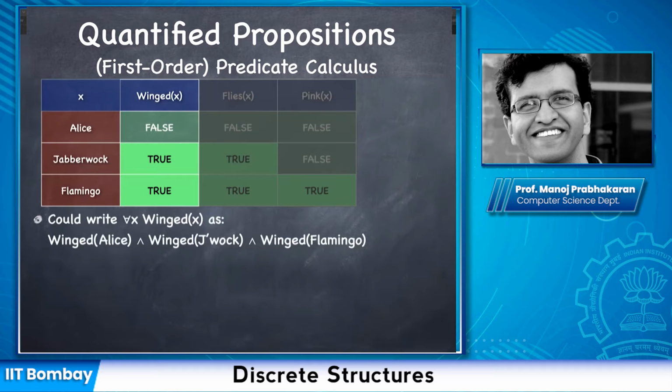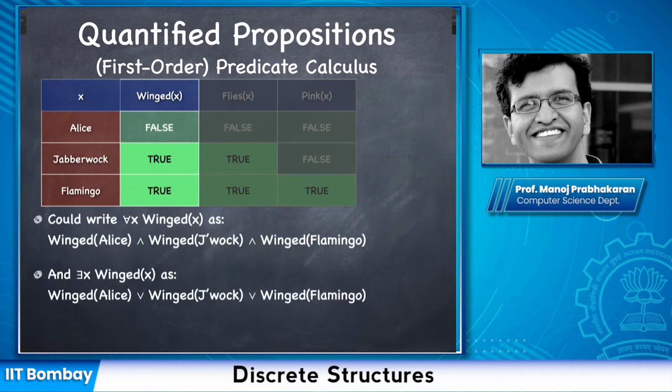For all x winged x, we could have just gone ahead and written it as winged Alice and winged Jabberwock and winged Flamingo, right? So we just go over every element in the domain and do a conjunction of the predicate applied to that element. So basically, I'm saying that instead of making a statement about the column, what you could do is make a statement about every cell in that column and then put it all together, right? So this is something you could have done.